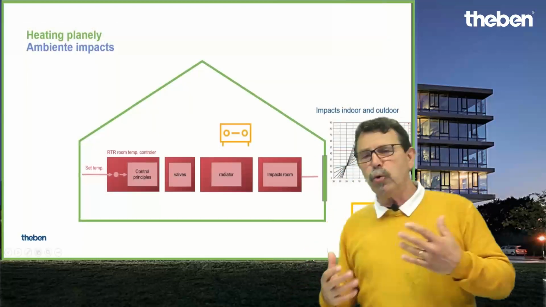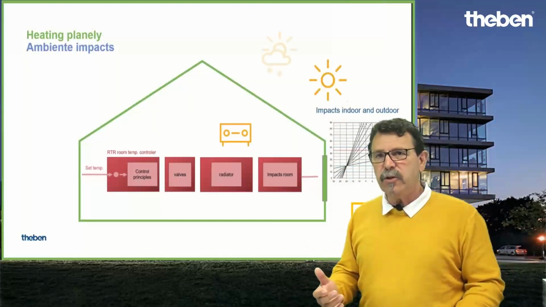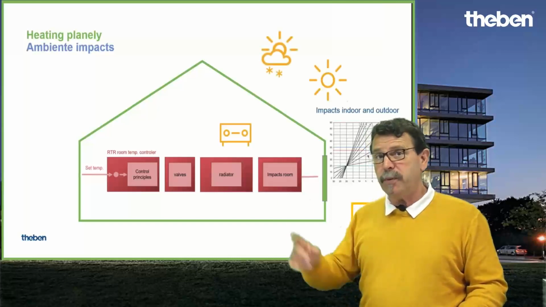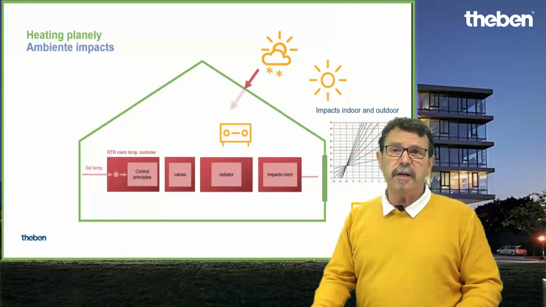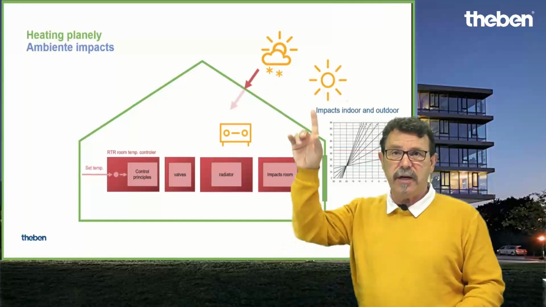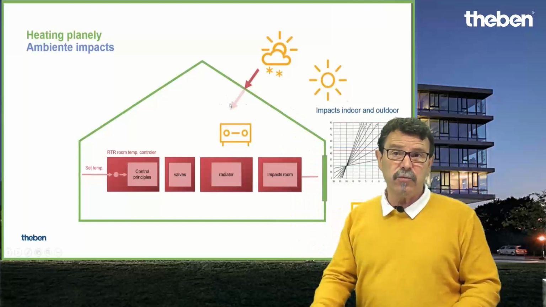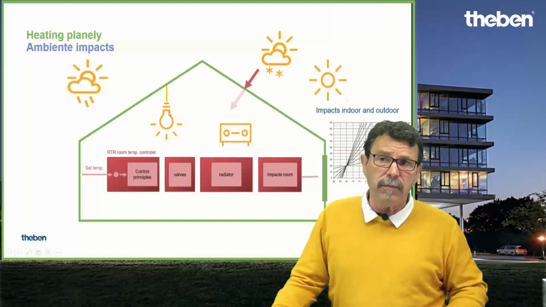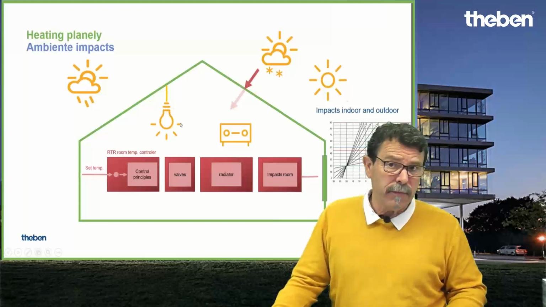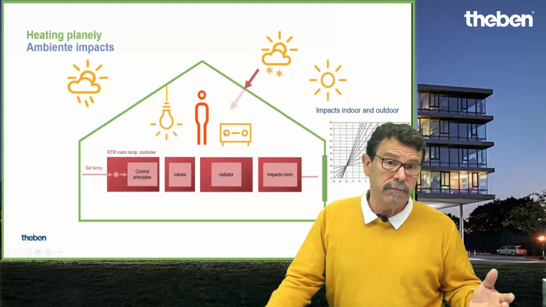So how is the control principle finally? We discover here some impacts from the ambience. So that means depending on the weather, depending on the insulation or isolation of a building, for instance, we do have some impacts into the room, as well as some impacts from technical stuff, like lamps, like audio systems, like people.